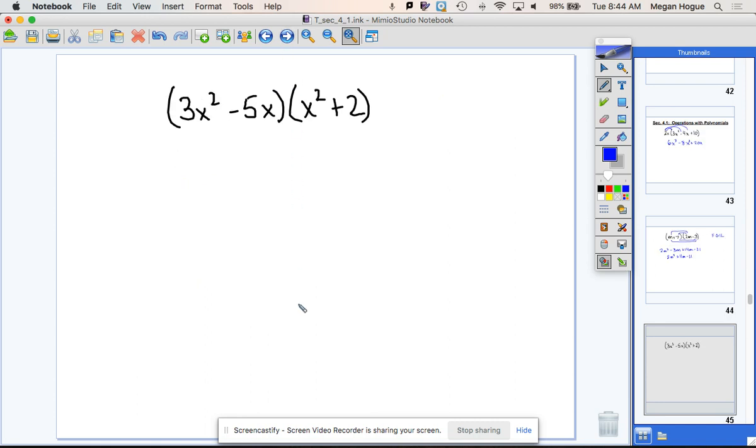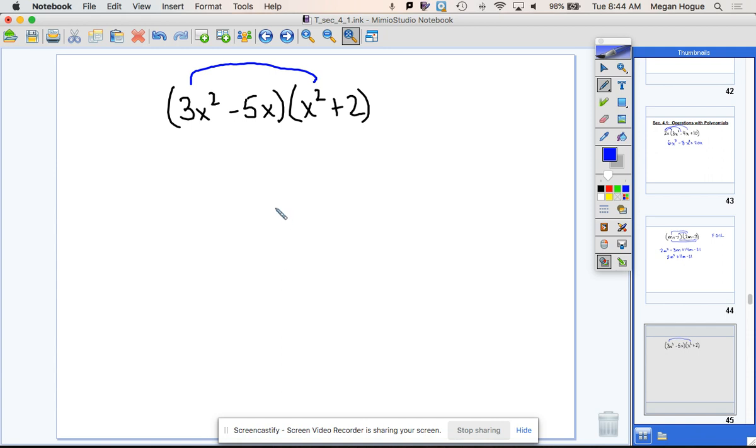All right, so here's another one, but now we've got some exponents involved. So we've got 3x squared minus 5x times x squared plus 2. It's still FOIL, it's just a little bit trickier with the exponents. So we'll go through it together. 3x squared minus 5x times x squared plus 2. It's still going to be FOIL.